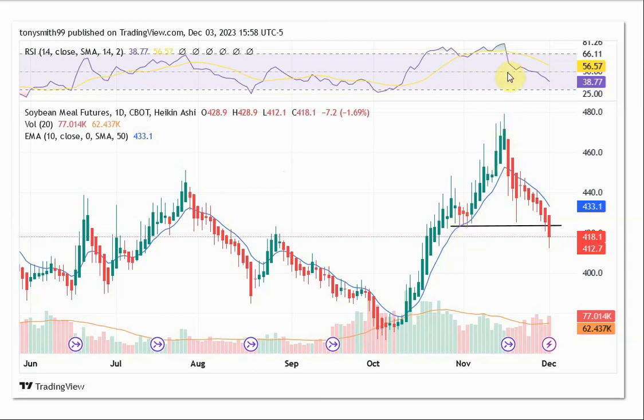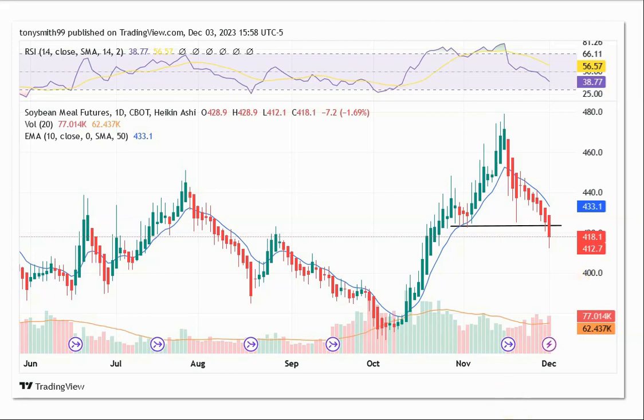But again, looking at it now, we've got the moving average turning downwards. It is below the moving average. The RSI has broken below 50, and we are broken below this support level. Okay, so this looks like moving downwards from here.